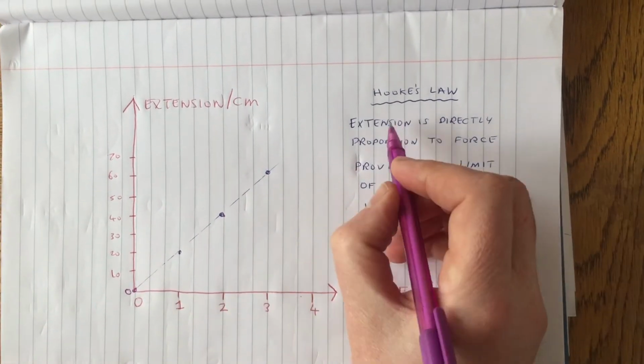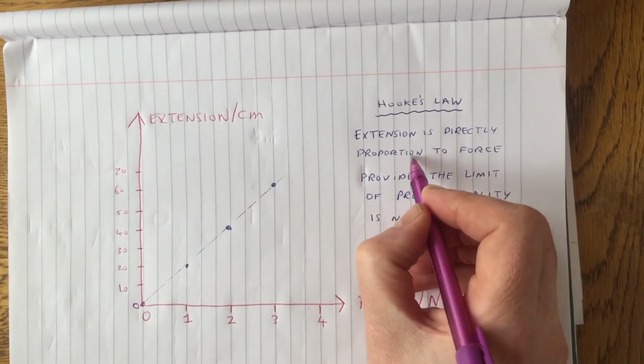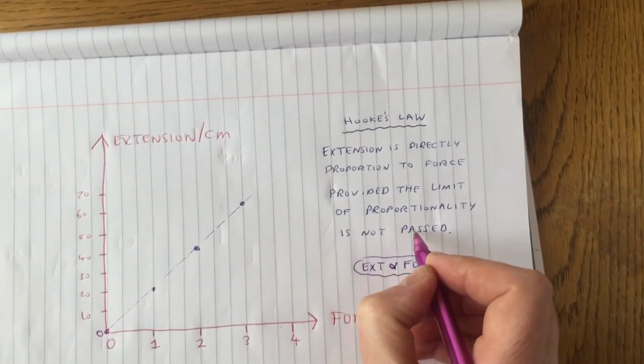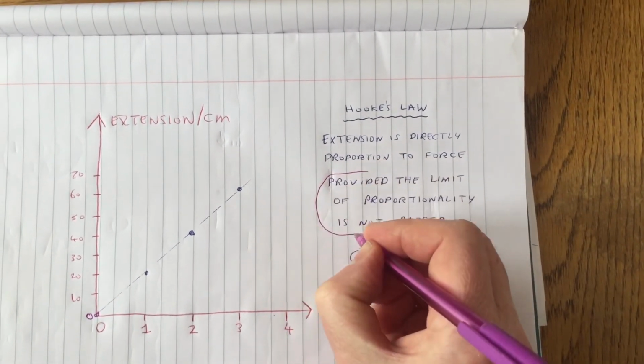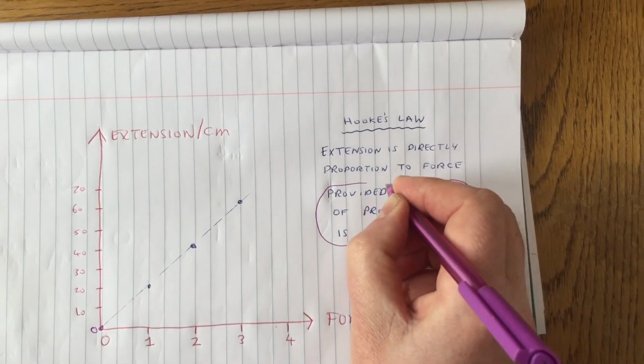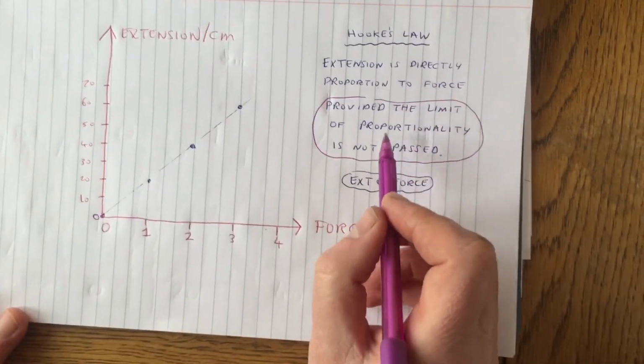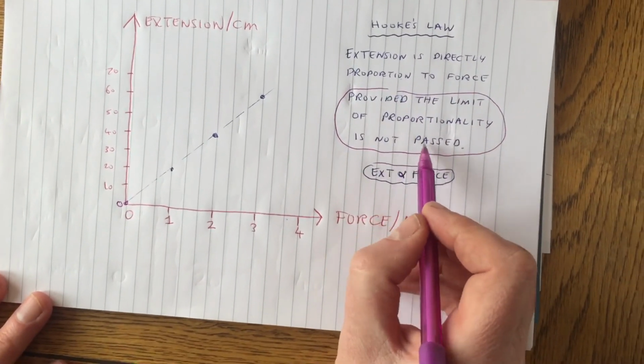This shows us that the extension is directly proportional to the force, provided the limit of proportionality is not passed. Now don't worry about what this means yet, just accept it. So Hooke's law says the extension is directly proportional to the force, provided the limit of proportionality is not passed.